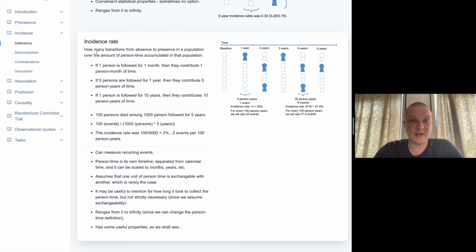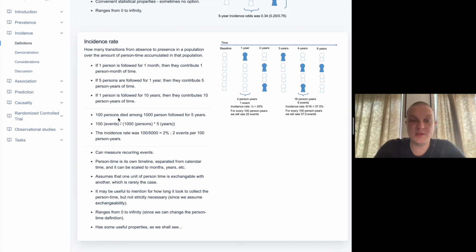So if we just read what it says here: how many transitions from absence to presence in a population over the amount of person time accumulated in that population? Okay. So if one person is followed for 1 month, then they've contributed 1 person month of time. If 5 persons are followed for 1 year, then they contribute 5 person years of time. If 1 person is followed for 10 years, then they contribute 10 person years of time, and so on. So we're just basically adding up the amount of time elapsed while we're studying the number of individuals.